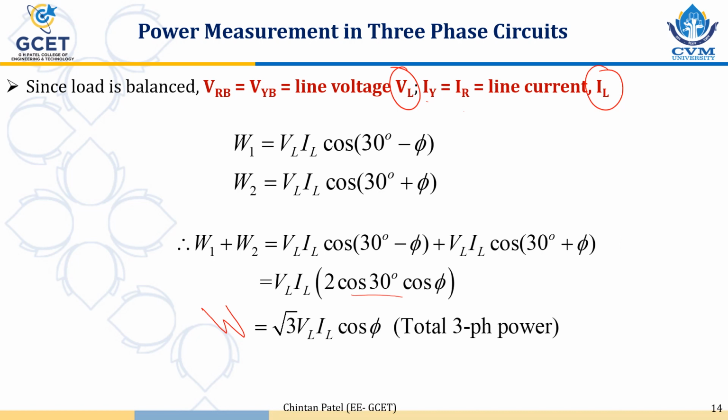In the same way, you can prove the power measured by the 2 wattmeter method in a 3-phase star connected balanced network. It is root 3 VL IL cos phi. Same method you can follow.